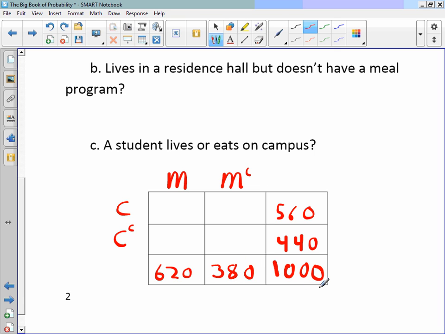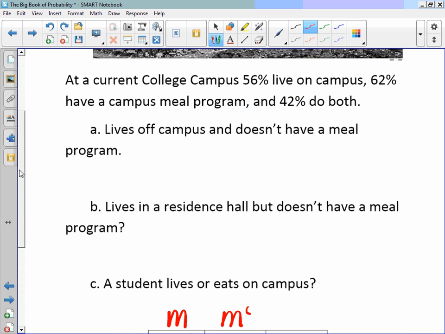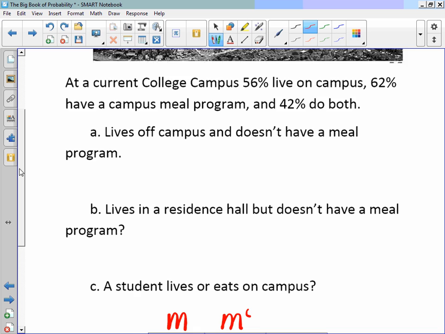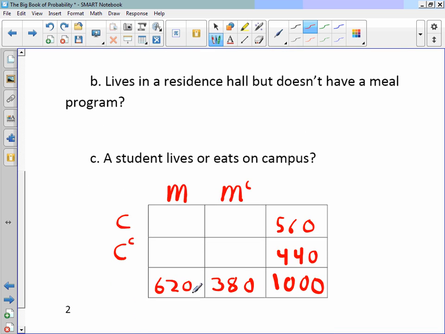42% do both. So what square is both? Well, this is campus and meals right here, right? This would be not campus and meals. But we say do both, so campus and meals. They said 42%, so that's 420 do both. That make sense? All right, now we got to figure this out. 420 to 620, that's I think 200 in there.